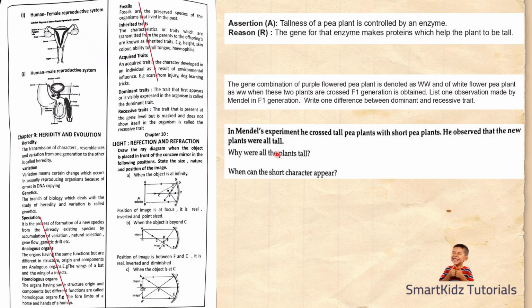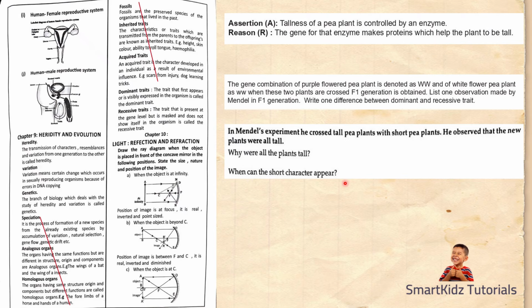So you should know what is a phenotype, what is a genotype. Phenotype is the physical expression, what we see, how tall we are. But genotype refers to our genes, how they are arranged, what their combinations are. You should also know about what alleles are. When can the short character appear? If it is crossed again, that is selfing, you will get the short one, because then the genotype will be expressed.